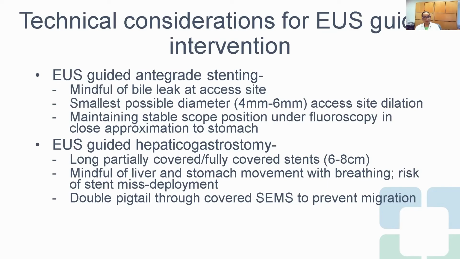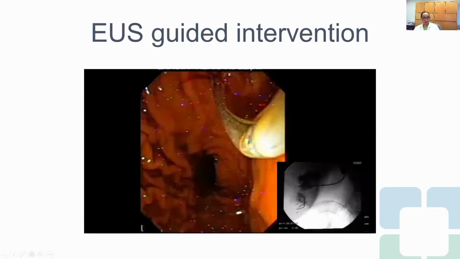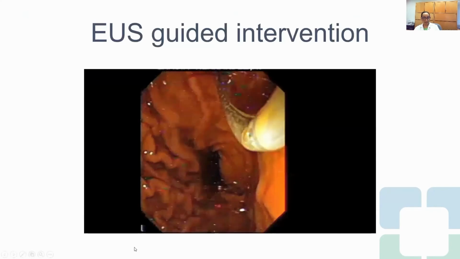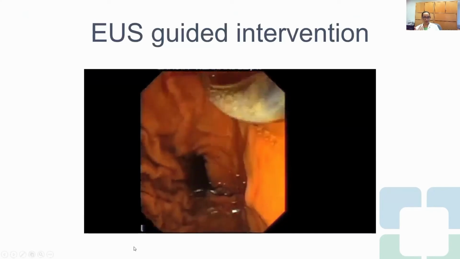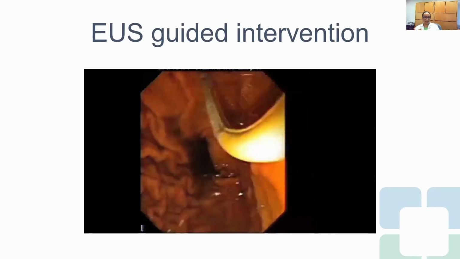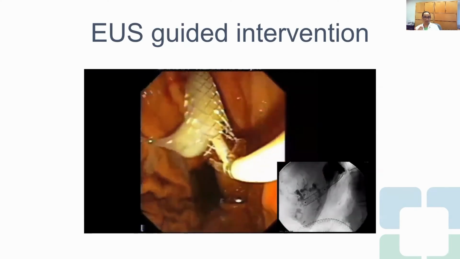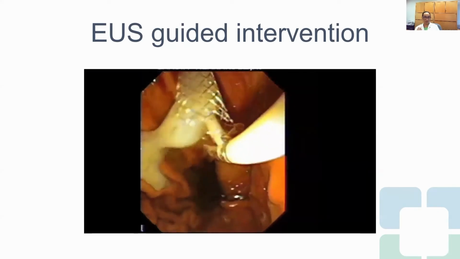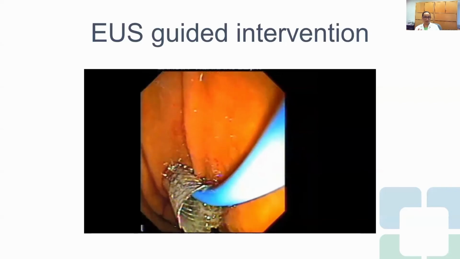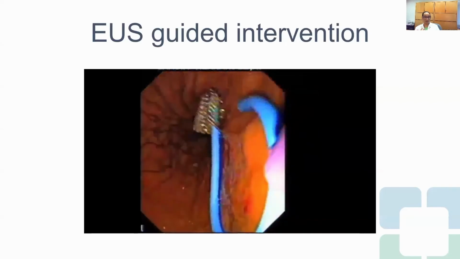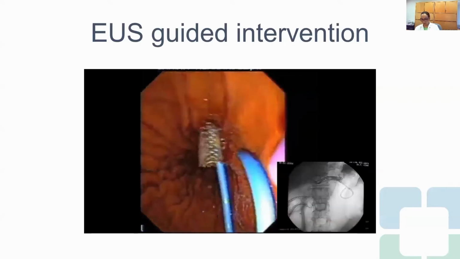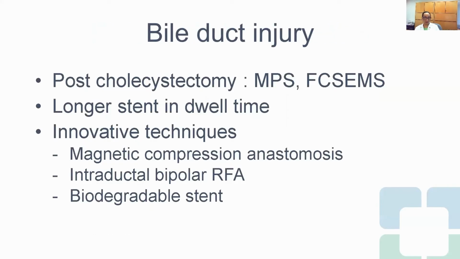For EUS-guided hepaticogastrostomy, we usually use long, fully covered metal stents, and you are leaving about 3 centimeters out into the stomach. When we are doing stent deployment, be mindful of the breathing and the liver moving, and you usually leave a double pigtail stent through it to prevent migration in this scenario.